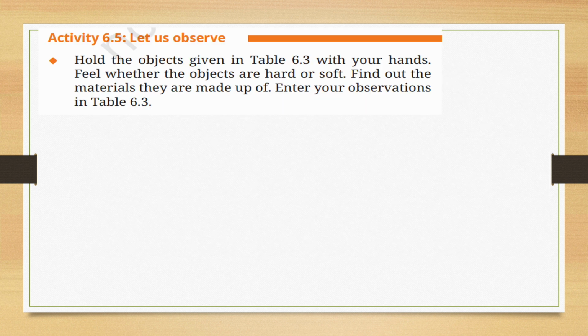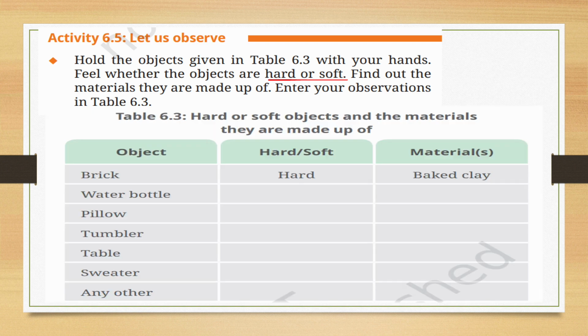Let us observe. Hold the objects given in table 6.3 with your hands. Feel whether the objects are hard or soft. Find out the materials they are made up of. Enter your observations in table 6.3. This is the table given. First object is brick. It is hard. It is made up of baked clay.